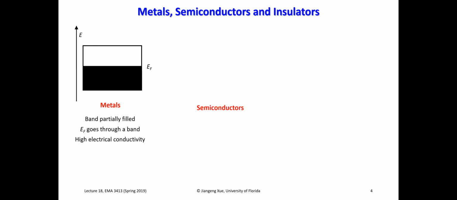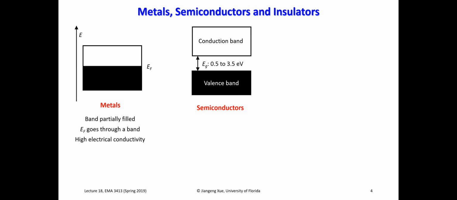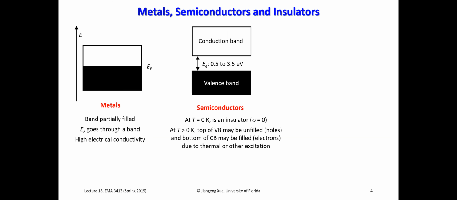For semiconductors, their band structures are characterized by having the valence band completely filled at 0 Kelvin and the conduction band completely empty at 0 Kelvin, separated by a band gap. The band gap is typically somewhere between half an eV to 3.5 eV. So at 0 Kelvin, it is an insulator. We don't have any free carriers in either of these bands.